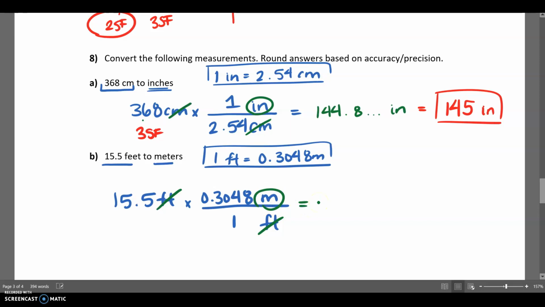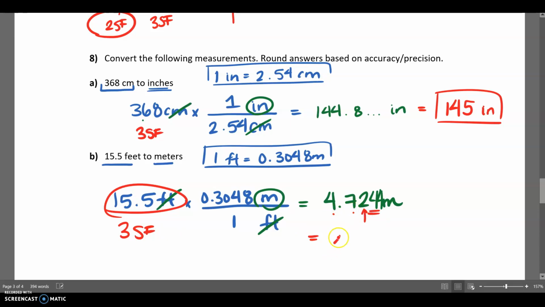When I do the calculation, on the calculator this was 4.7244. Units are meters. So a reminder about the significant figures. Our original measurement had 3 significant figures, so rounding for our final answer, 1, 2, 3 significant figures here. Look to the right to decide on rounding, 4.72 meters for the final answer. We'll continue with some more of these examples in the next video.